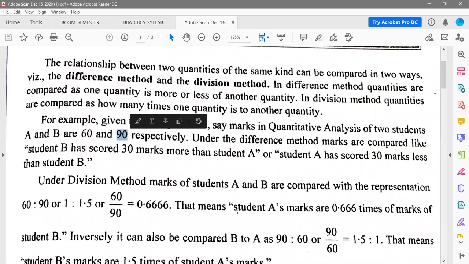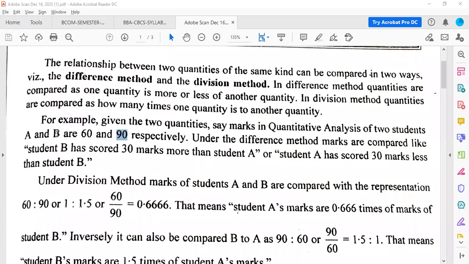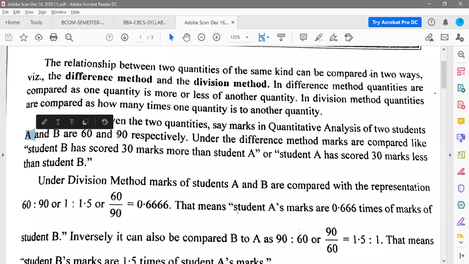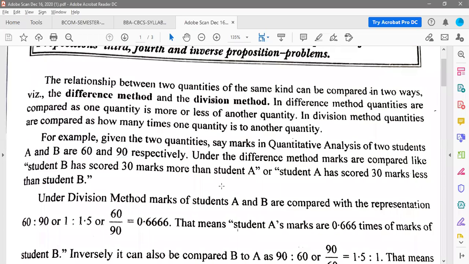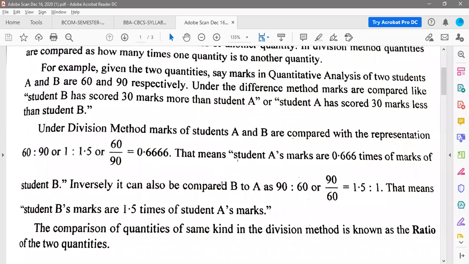So if you see the marks, one is 60, one is 90. There is a 30 difference. So in difference method, we are comparing between A and B and their marks. So we can say that one person, that is A, has scored 30 marks less than B, that is 60 is less than 90, or we can say B has scored more marks than A, wherein that is 30 difference. So that is the difference method which we will be using.